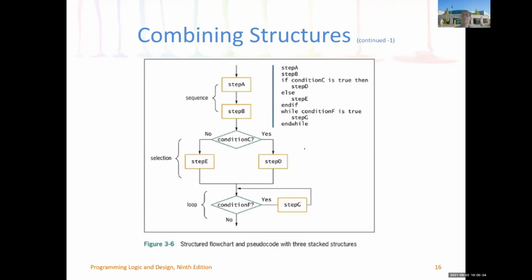Okay, so here you see is an example of the combining structure. This one is a sequence, right? You have everything in order. This one is a selection. You check, yes, do something, no, do something. And this one is a repetition, right? You check the condition, yes, do it, yes, do it, yes, do it, no, exit.